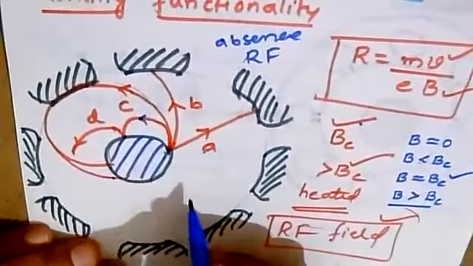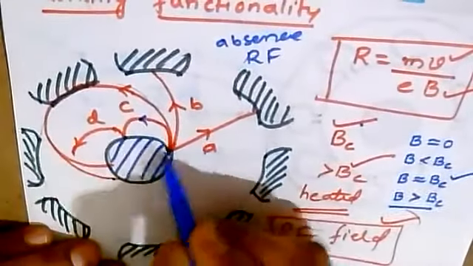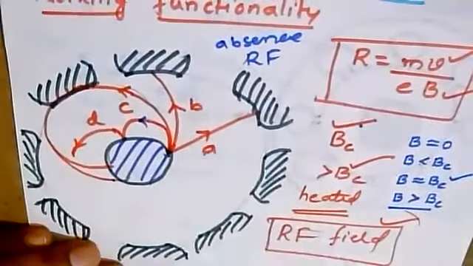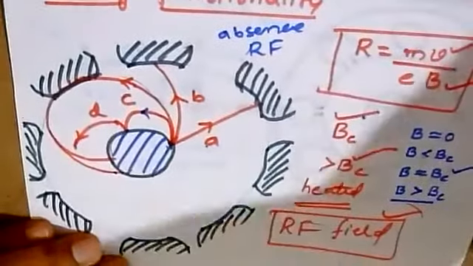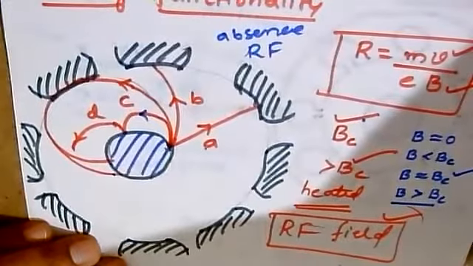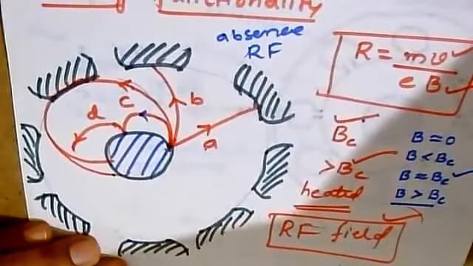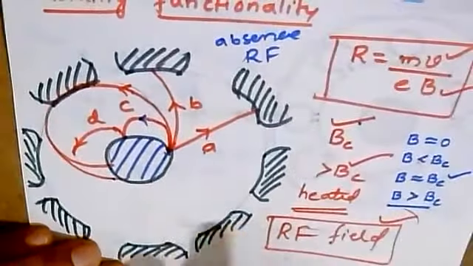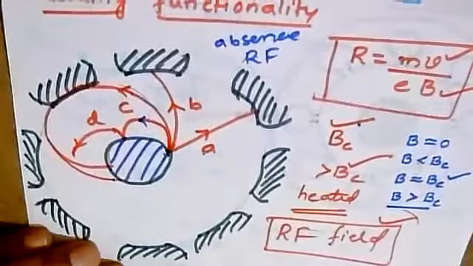Now I'm going to check what the trajectory paths will be and how the oscillations are provided by the electrons in the presence of RF field. So let me check out one more diagram which shows the functionality of the magnetron in the presence of RF field.